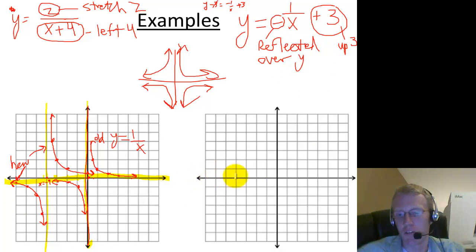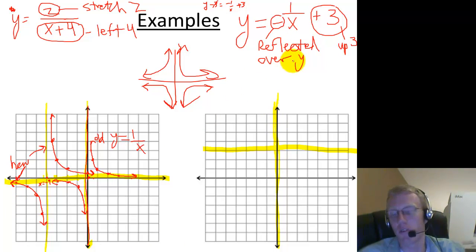My normal asymptotes would have been the x and y axis, but I've moved up 3. So my horizontal axis is up 3, and it's now located right here. But I haven't moved left and right, so my vertical axis is still right here, my vertical asymptote. Okay, now we can draw our graph.